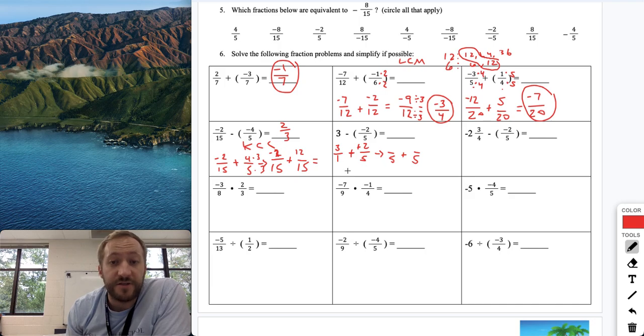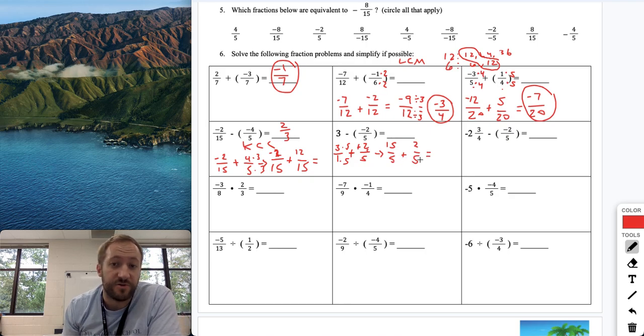I'm going to go and change the numerators accordingly. So I turn this 1 into a 5 by multiplying it by 5. I'm going to do the same up here. 1 times 5 is 5. 3 times 5 is 15. 5 and 5. Oh, I didn't have to change anything. Perfect. I won't change the numerator either. It'll stay a 2. So now I have 15 over 5 plus 2 over 5.